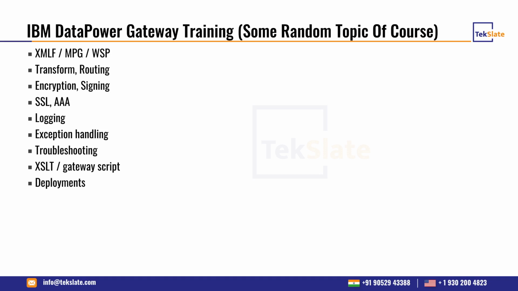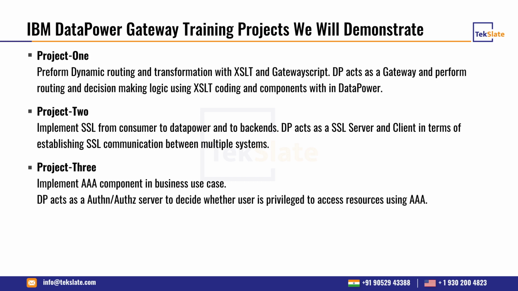And so there are a couple of major projects which we'll be discussing as part of the training, and we'll be demonstrating on these projects practically, like performing dynamic routing and transformation with accessibility and gateway script. So there will be a number of consumers triggering requests to DataPower, and DataPower has to decide to which backend downstream application it has to route. That part we'll be implementing with the help of DataPower components, and also in terms of the accessibility configuration and the gateway script configuration.